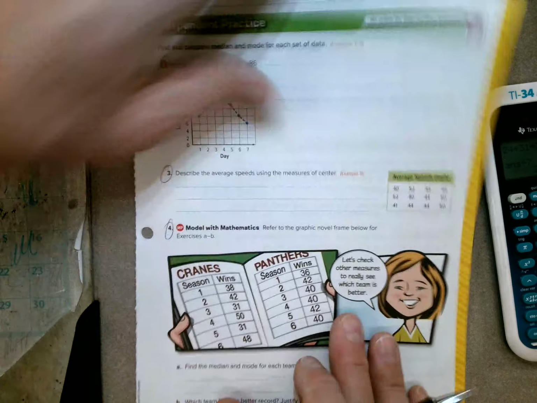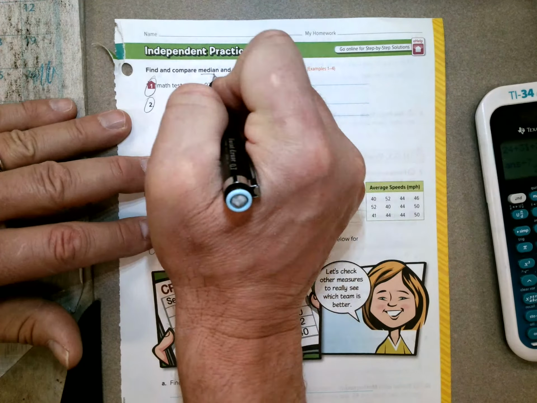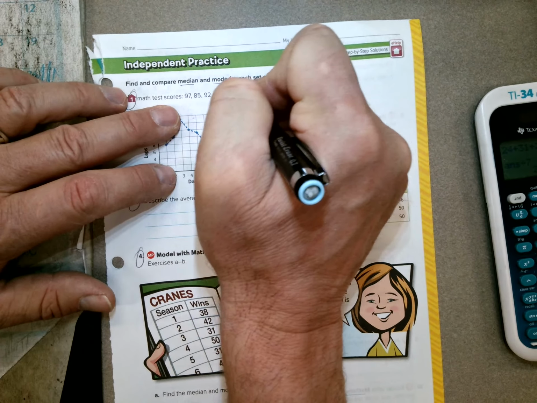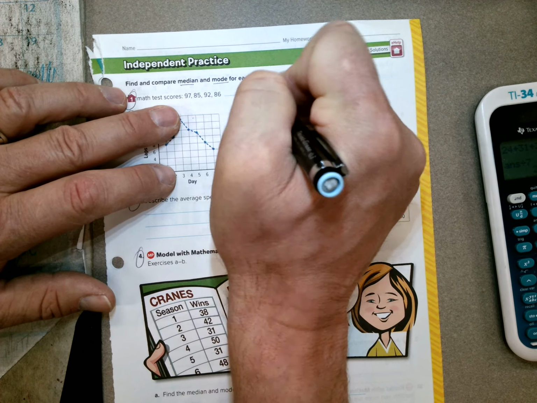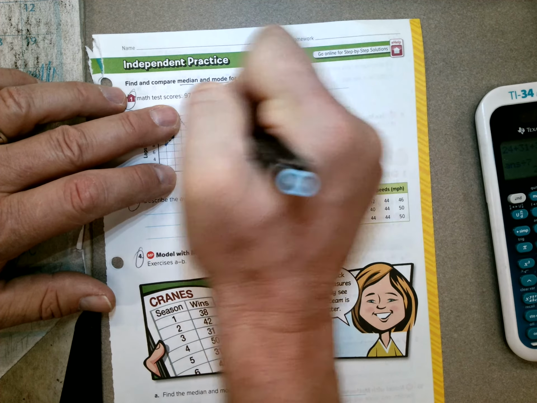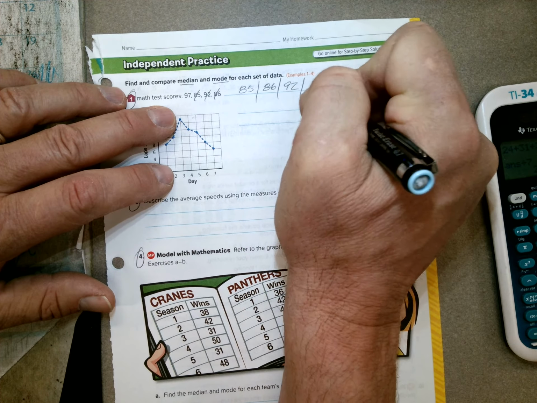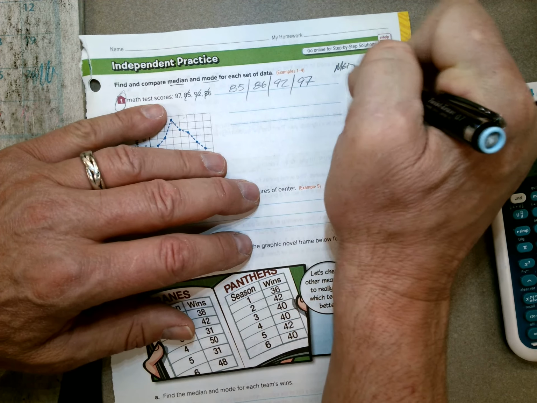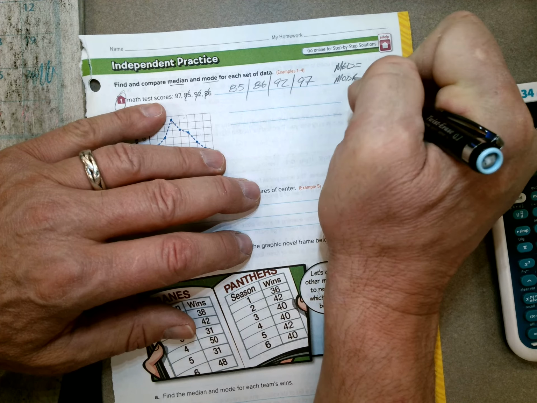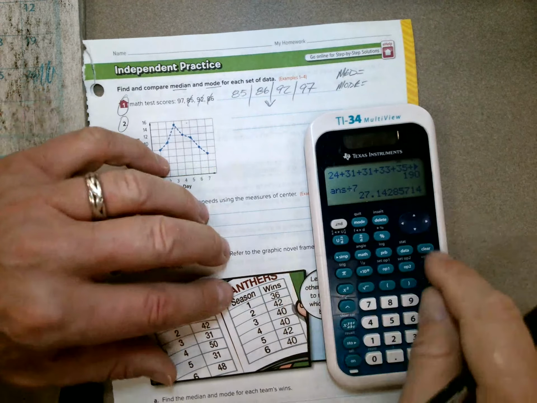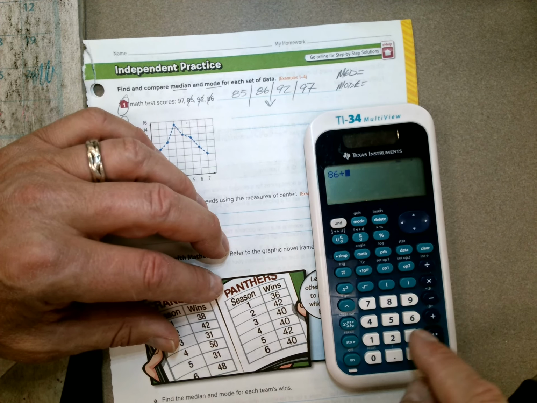Let's get after this thing. Let's do the first page together. Give you a good start on this. Find the median and the mode. All right. Organize your data. Smallest number is 85, 86, 92, 97. All right, median, mode, bang. There's two numbers in the middle. Let's grab our calculator and add those two up.